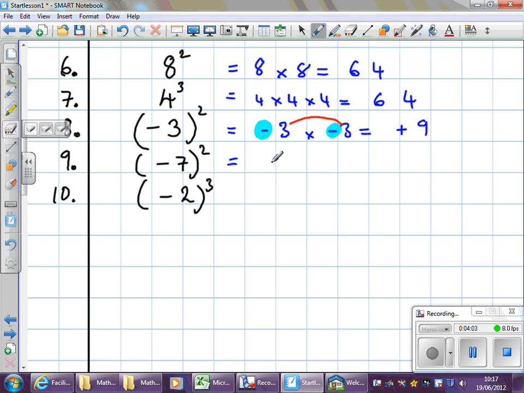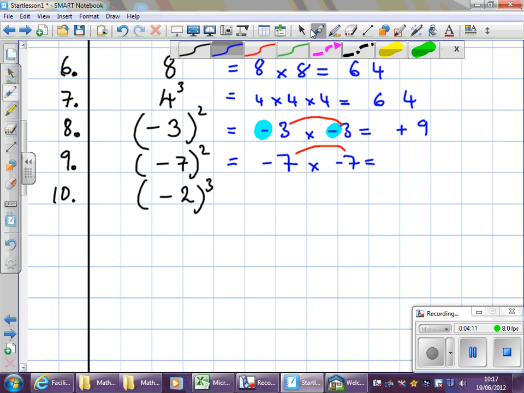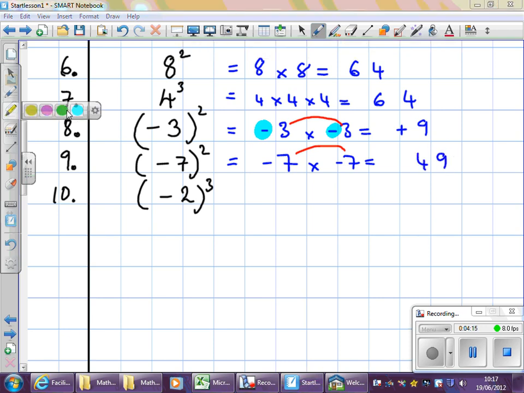Question 9. -7 times -7 equals. 7 times 7 is 49. We have 2 signs involved. They're both the same. So the answer is going to be plus.